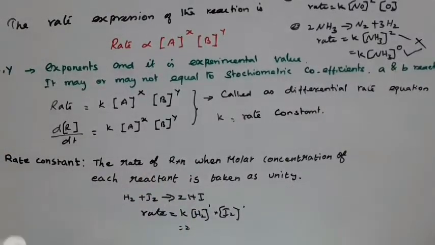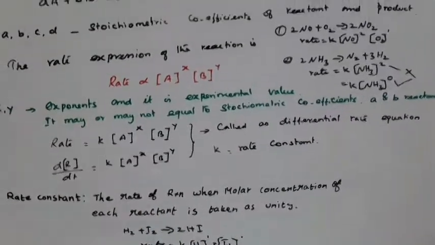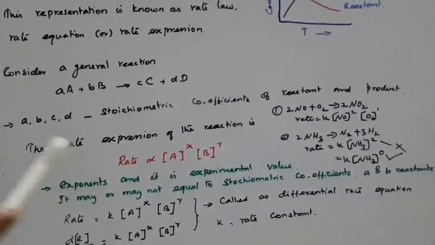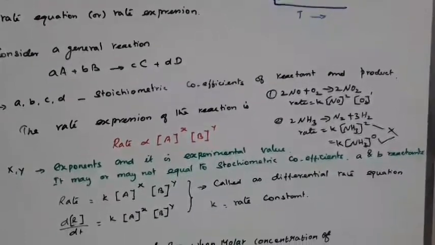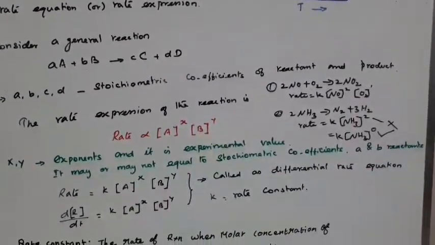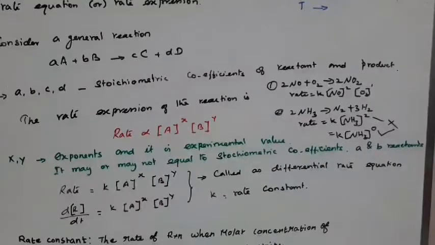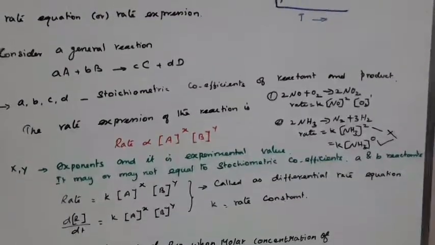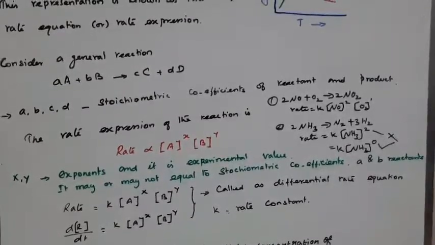So students, you see the rate expression, rate law, rate equation, and rate constant. This is one key point: the rate constant is a measure of the rate of the reaction, but it does not depend on the reactant concentration, only on the order of the reaction.